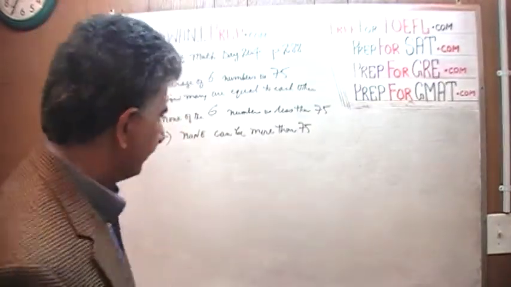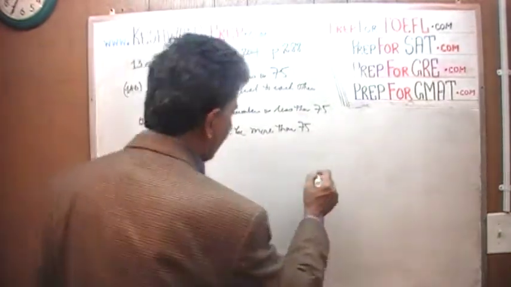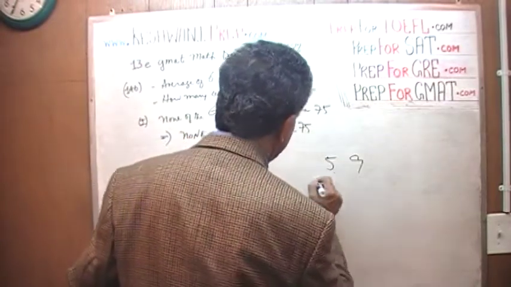Do you understand? If I have 3 numbers, let's say 4 numbers, and their average is 5. So here are the 4 numbers, 5, 9, and then 2 are missing.